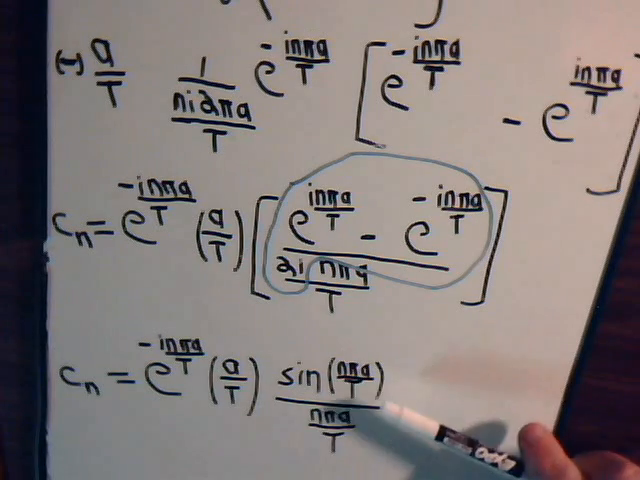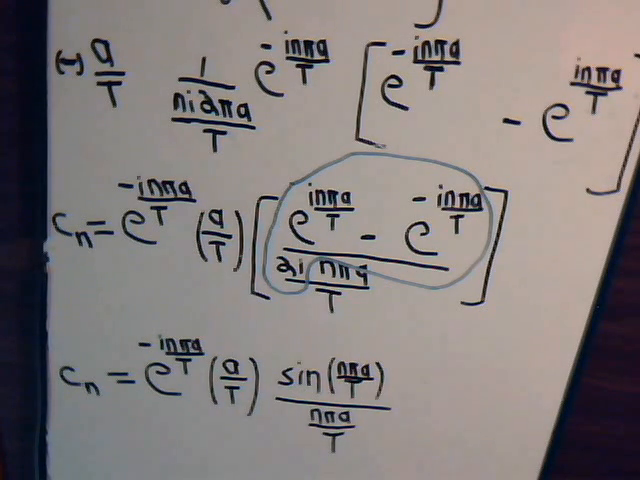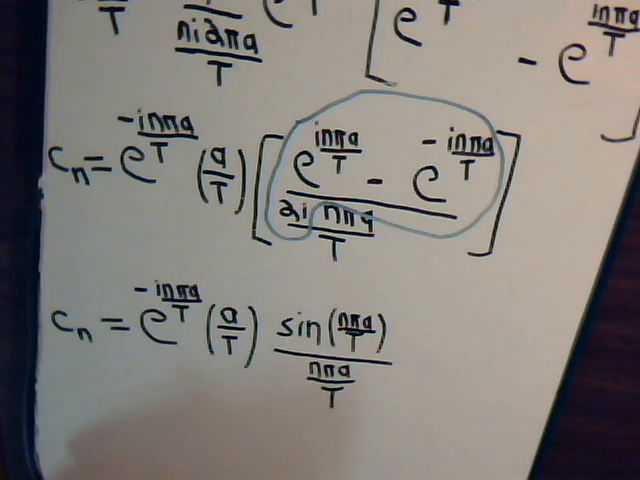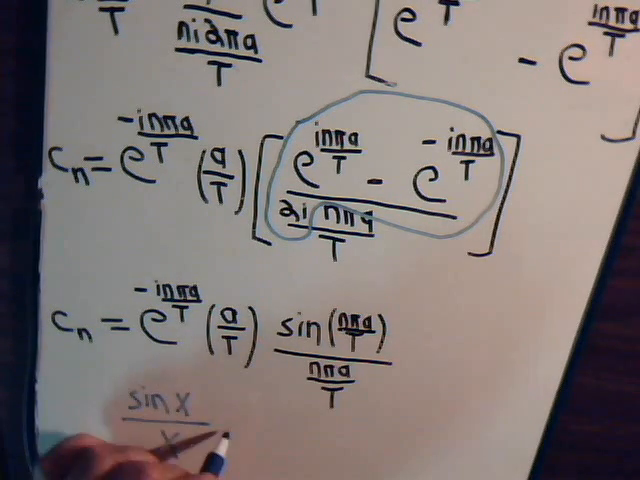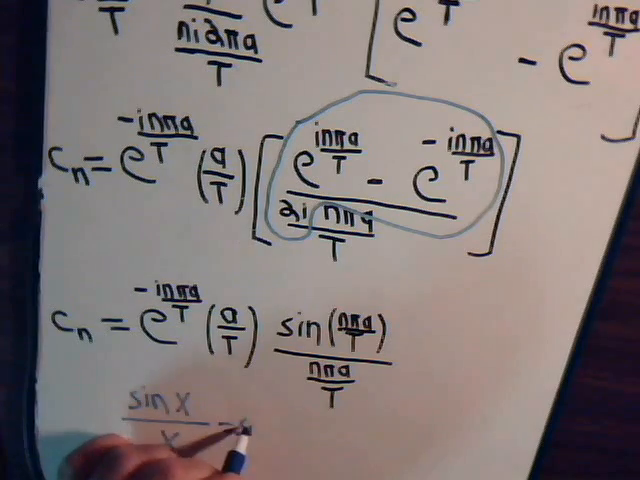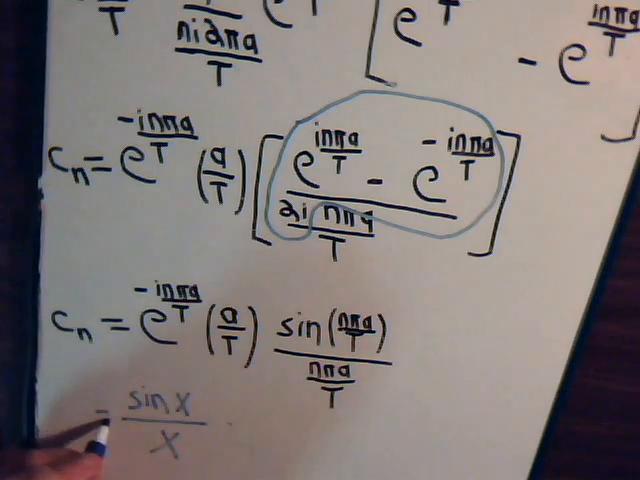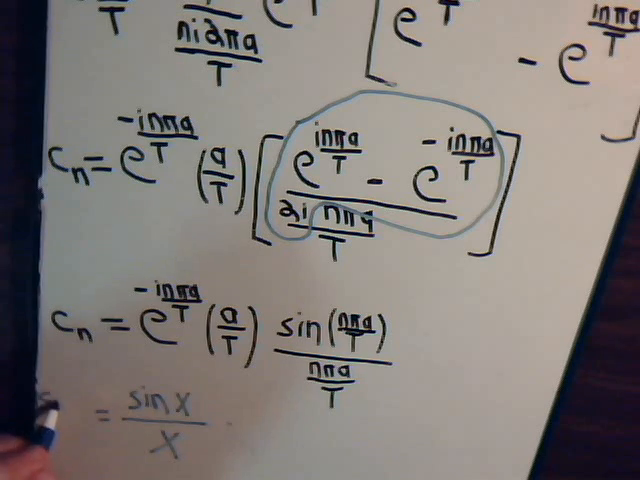Now, this here is in the general form of the sine of x divided by x. And this type of expression, the general form here, is encountered a lot in Fourier analysis, and that is called the sinc function. That is the sinc of x.